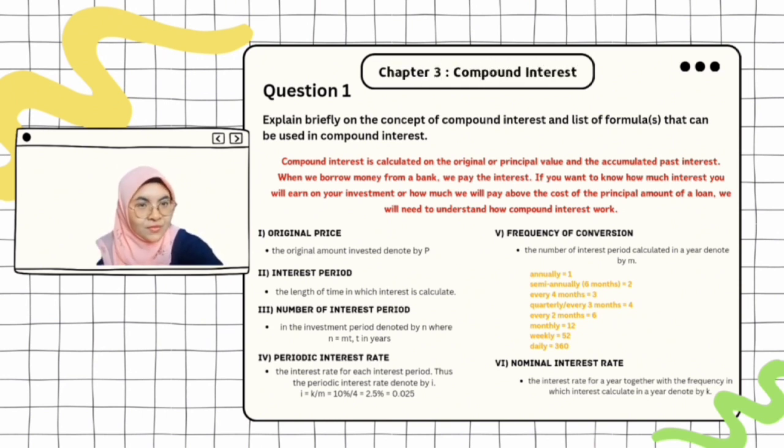And fifth, frequency of conversion: the number of interest periods calculated in a year, denoted by M. Annually is 1, semi-annual every 6 months is 2, every 4 months is 3, quarterly or every 3 months is 4, every 2 months is 6, monthly 12, weekly 52, daily 360. And the last one, nominal interest rate: the interest rate for a year, together with the frequency in which interest is calculated in a year, denoted by K.